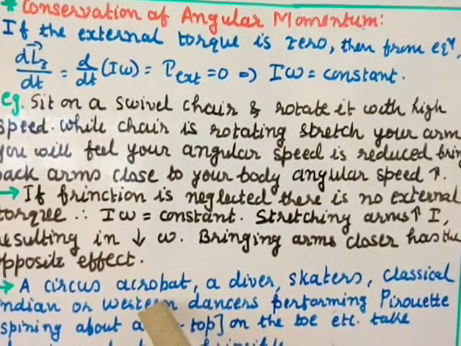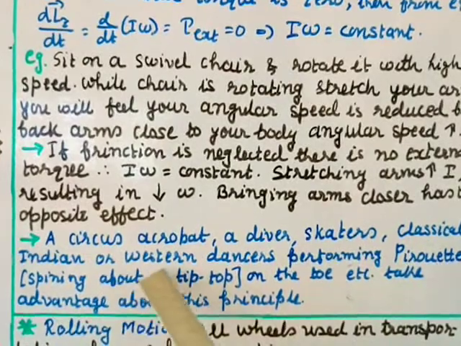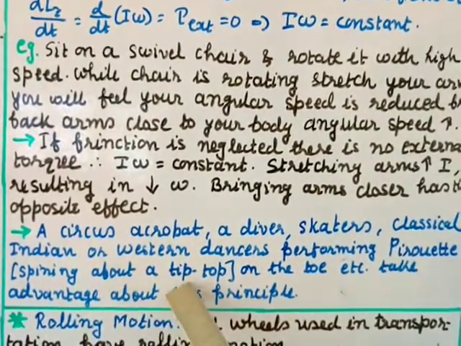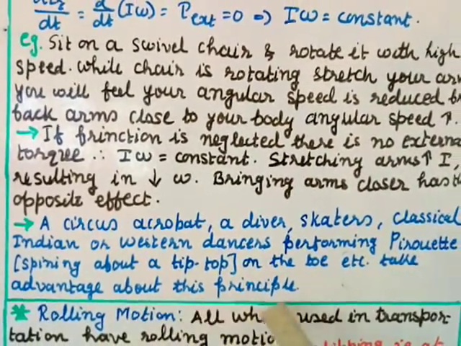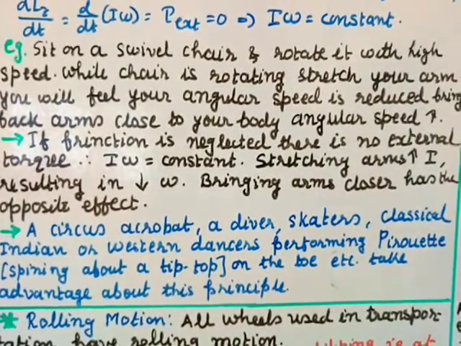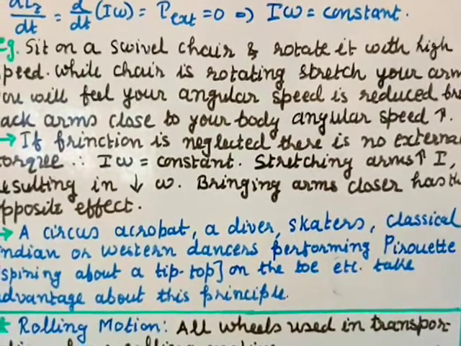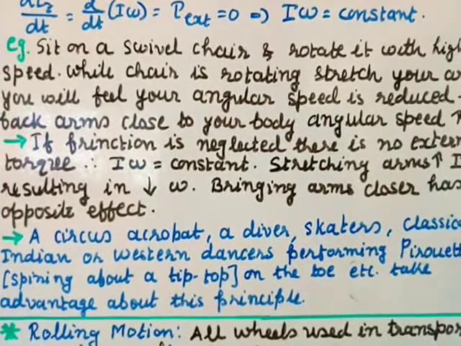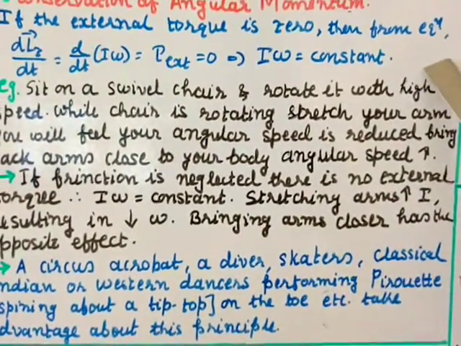A circus acrobat, a diver, skaters, and classical Indian or Western dancers performing a pirouette, that is, spinning on a tiptoe, take advantage of this principle of conservation of angular momentum. These are the cases where we make use of this principle. So we can understand this as a statement. The first two lines I have written are a statement.